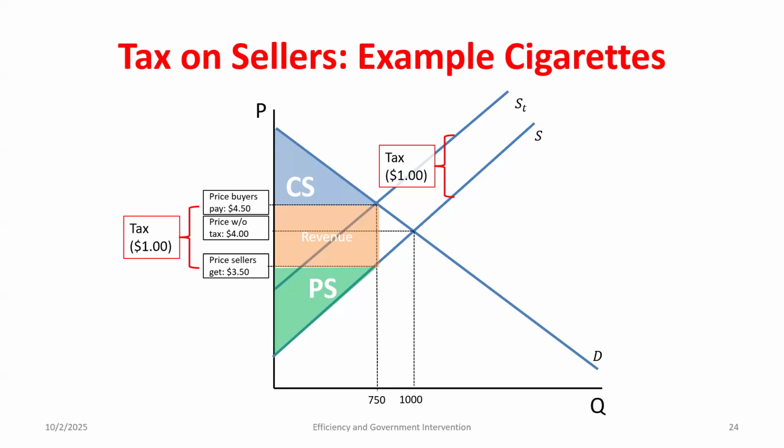We then said the area in the middle here represented tax revenue. And that's because what will the height of that rectangle always be? Well, what's the difference between the supply curve and the supply curve with the tax? The value of the tax. What's the base of that rectangle always going to be? The quantity that's sold after the tax. Quantity sold times the value of the tax is just going to be the total tax revenue.